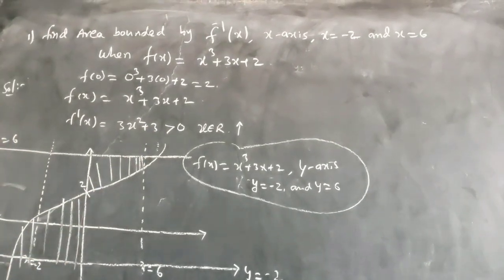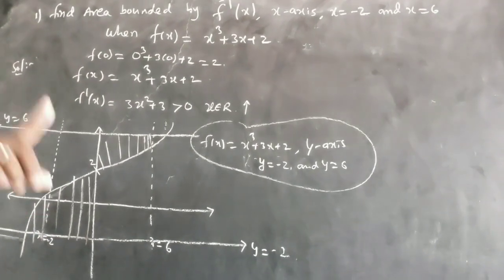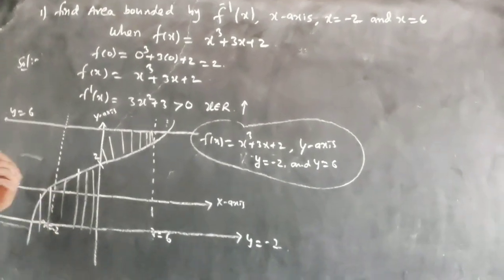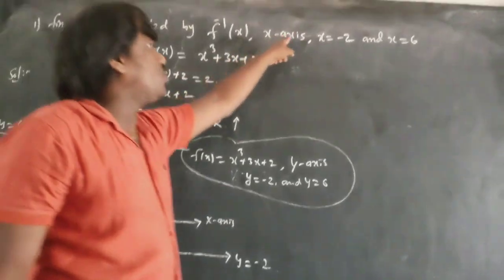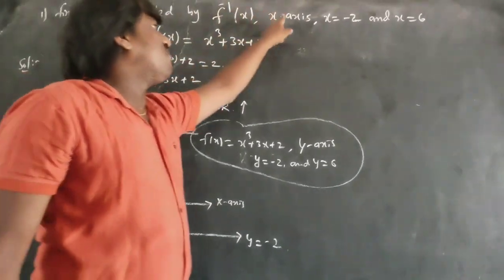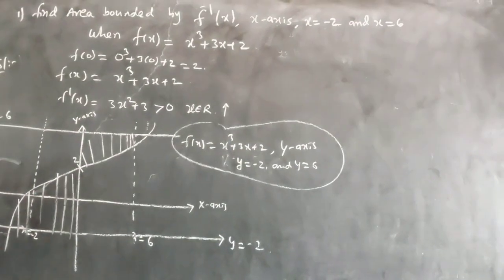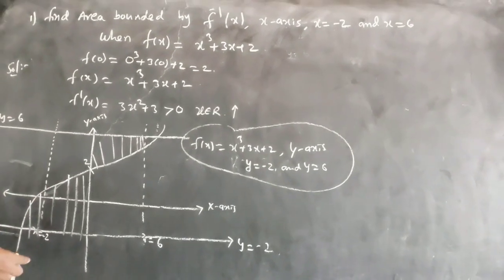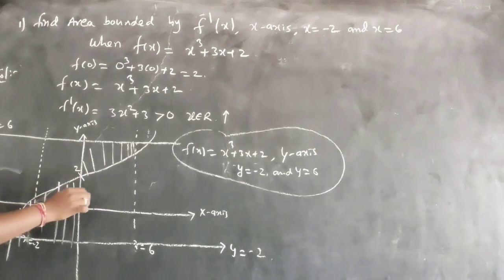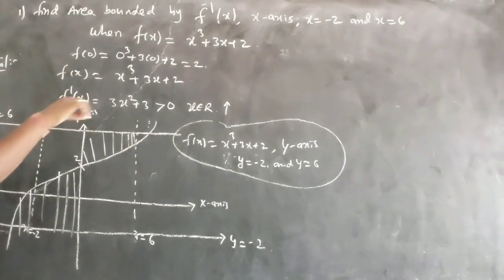So what I have to find here now, with y-axis is this, with x-axis is what I have to find. You have to find with x-axis. See here, you have to find the area by f inverse x, with x-axis, x is equal to minus 2, x is equal to 6. But if I want to find this one, I have drawn the diagram of f of x where y is equal to minus 2, y is equal to 6, the area in between.